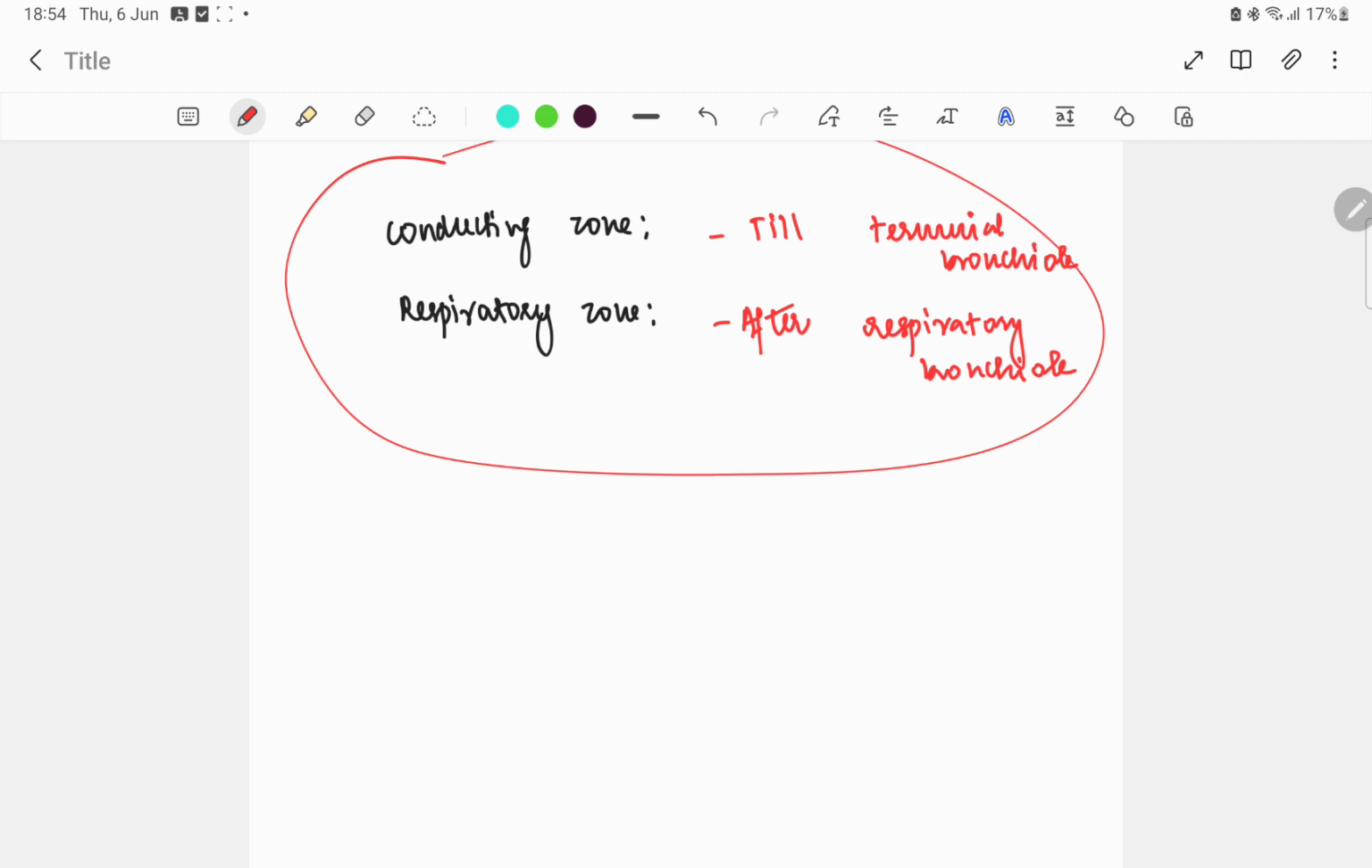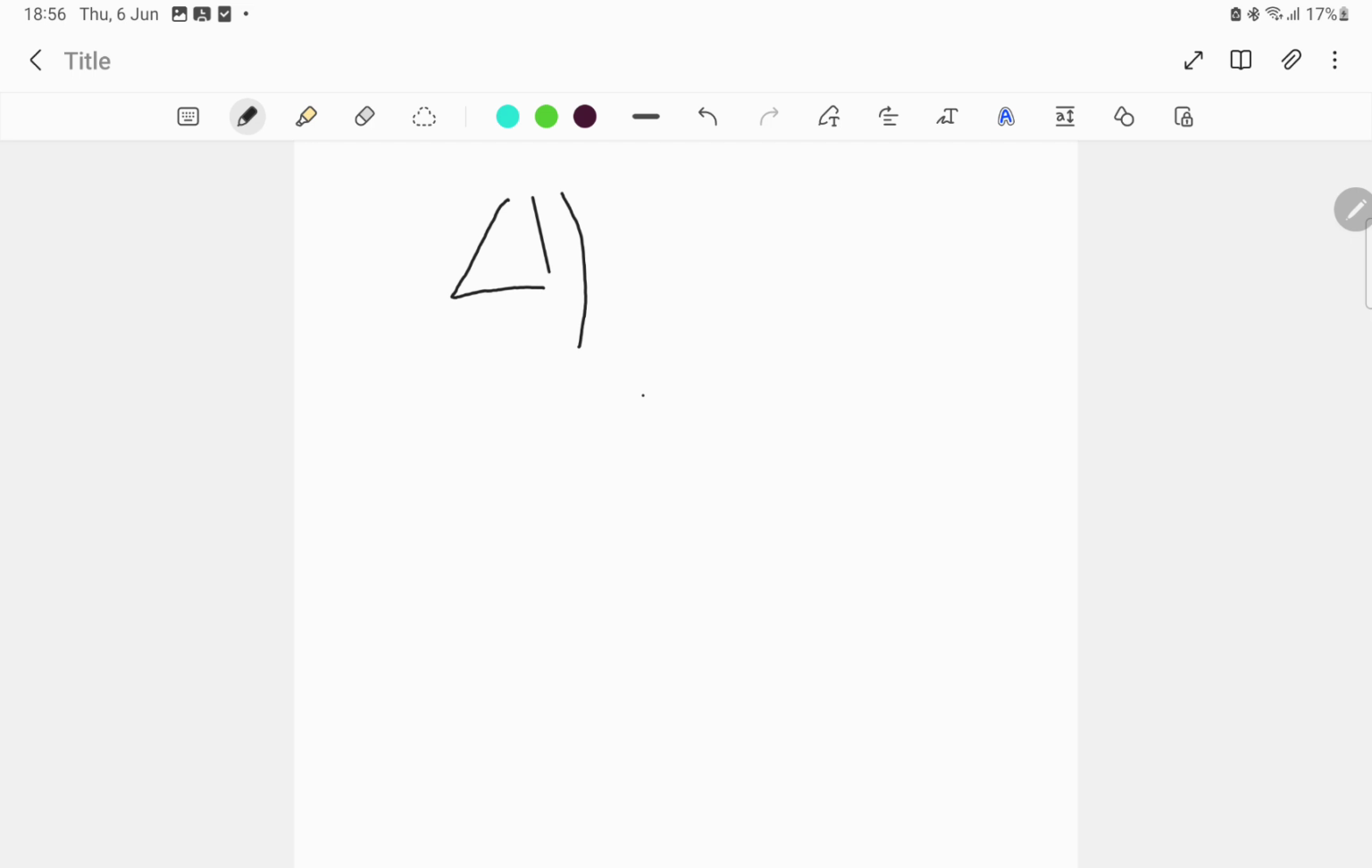So basically we are dividing the respiratory tract into two zones. The conducting zone is lengthier compared to the respiratory zone. The respiratory zone just includes the respiratory bronchiole as well as the alveolus. Their main function is to participate in gas exchange. Now we'll see about each of the parts.